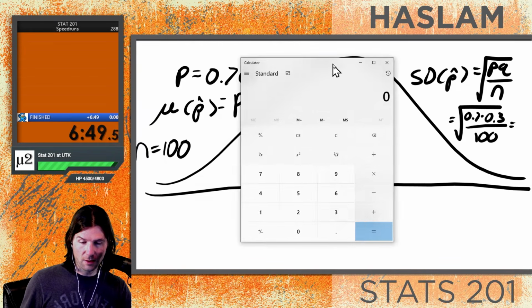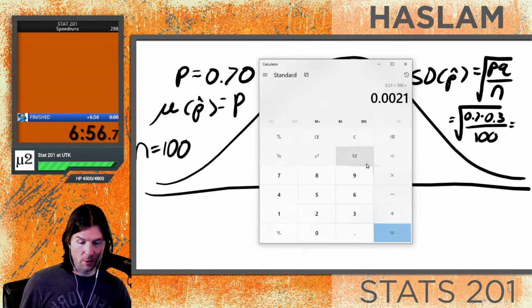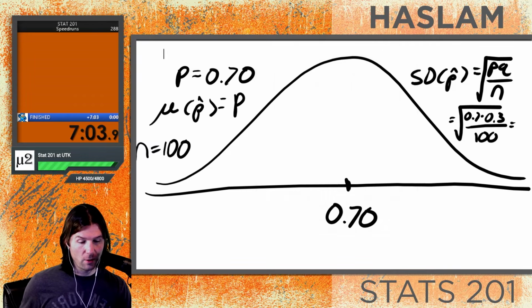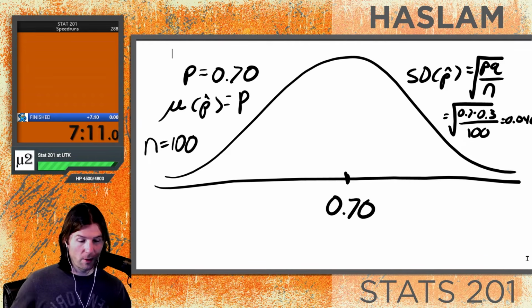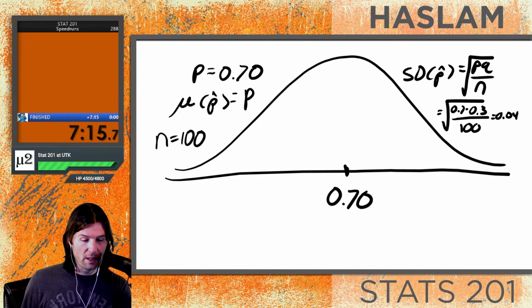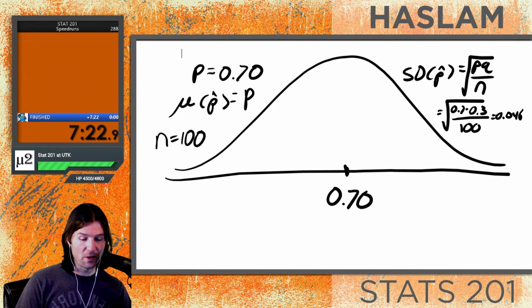Here we go with the calculator. Let's go here with P times Q over N. And then we do that and we square root it. So this is a standard deviation of about 0.046. We're going to round it for the moment right here. 0.046. So there we are with the standard deviation for our sampling distribution of the sample proportion. And this tells us the variation we might expect to see. So the variation we expect to see is going to be about 4.6%.